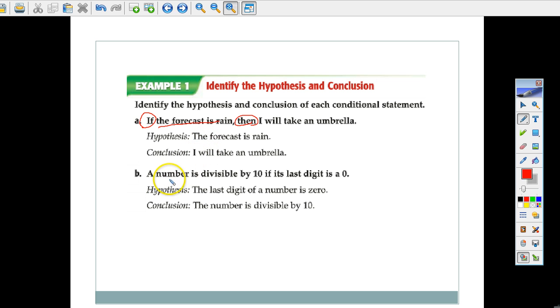Okay, B. A number is divisible by 10 if its last digit is a 0. So this one they switched it. What's the if part? What's the condition part? The hypothesis is the last digit is a 0. So if its last digit is 0, then a number is divisible by 10. So the if part is the hypothesis: the last digit of a number is 0. Conclusion: the number is divisible by 10. Okay?